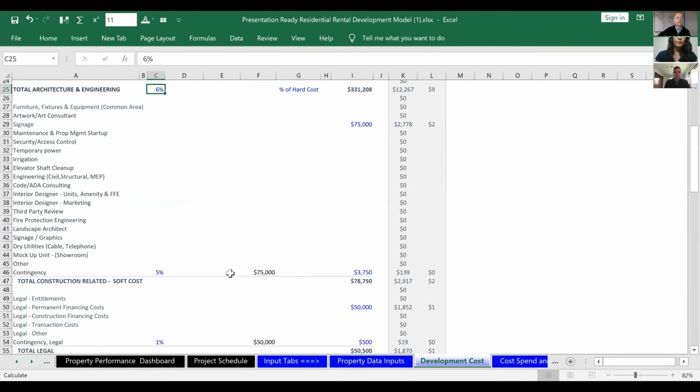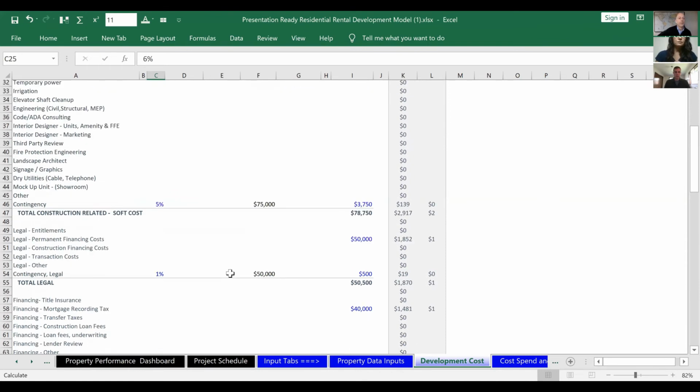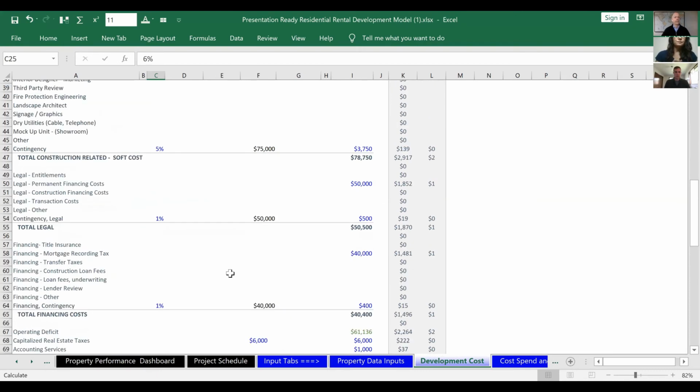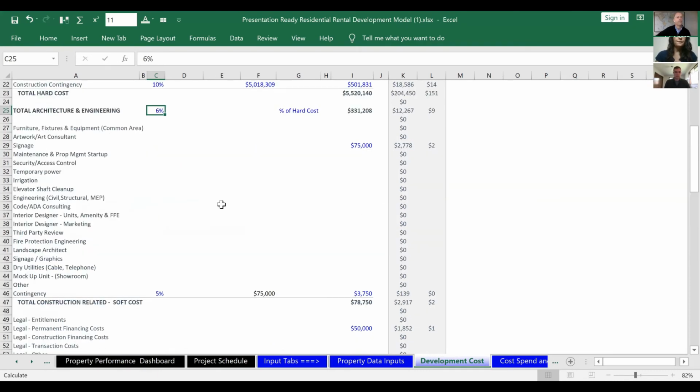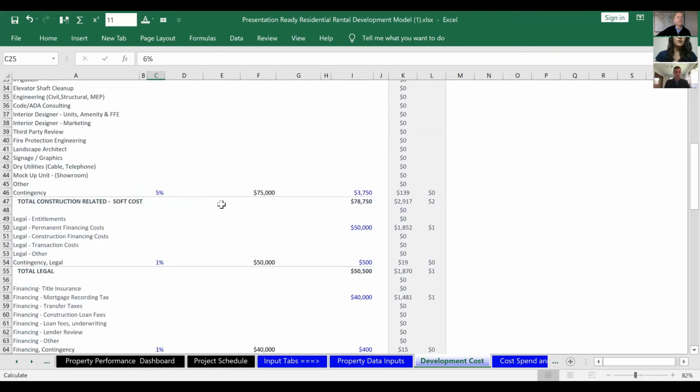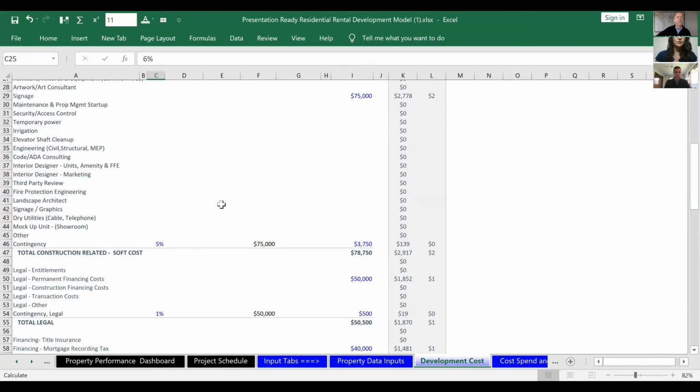Okay, great. I like this because you've got it broken down, with some FF&E in there and all that kind of stuff for your common areas and things like that. Yeah, and this again could be changed and customized. You don't have to use all these line items as well.